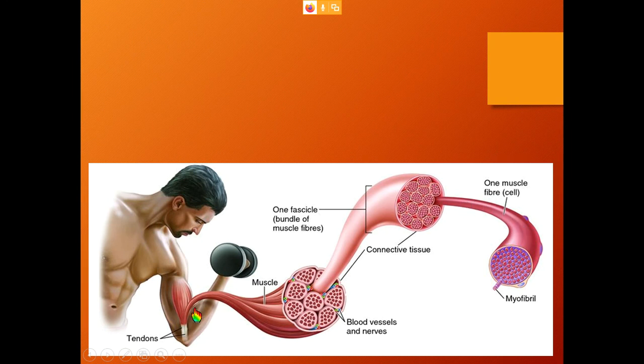So we can identify the muscle bundles. If you are a non-vegetarian, you can see clearly, or if you dissect any human body, you can identify clearly the muscle bundle called the muscle fasciculus. In that bundle, you can identify muscle fibers. In that fiber, you can identify myofibrils.